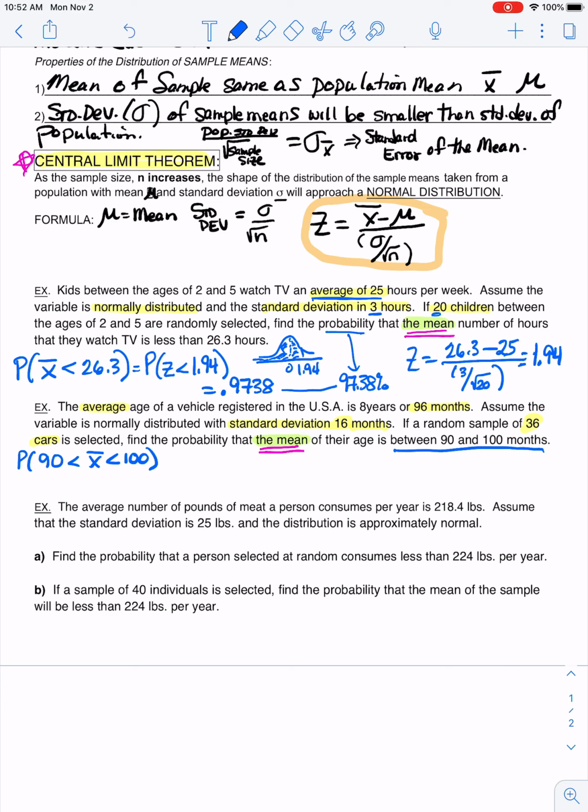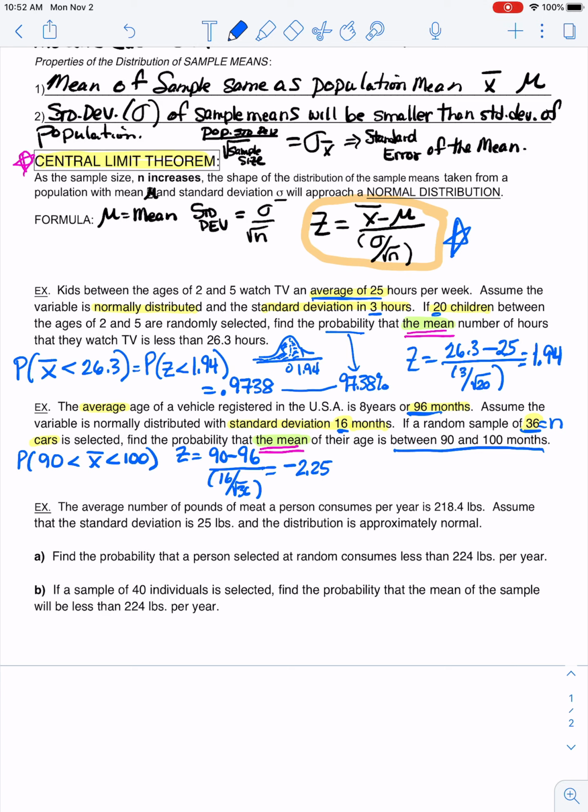This time we have to convert both the 90 and the 100 into a z-score using our new formula of today. So z is going to be 90 minus 96, where 96 is the mu, divided by 16 over the square root of 36. 16 is the standard deviation, 36 is your n. If you do your calculator math here, that should come out to be negative 2.25.